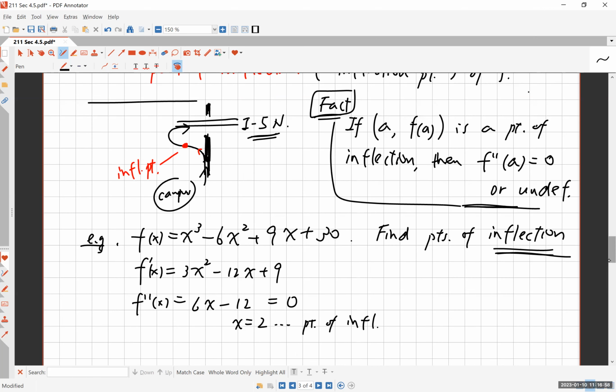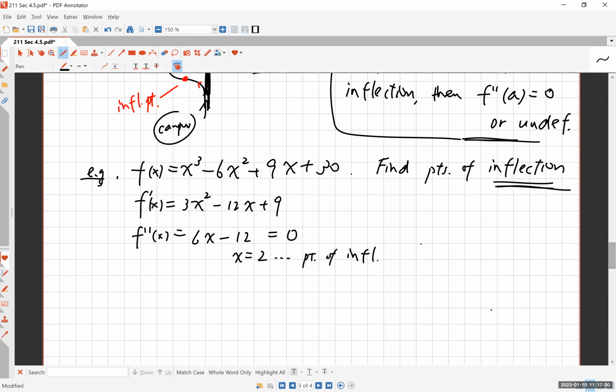All right, so what happens at 2? You could actually do this sign chart also. The second derivative is 6x minus 12. Before 2, when x is less than 2, this is negative. When x is 2, that's 0. When x is bigger than 2, that's positive. So that means it's concave down here, and this is concave up.